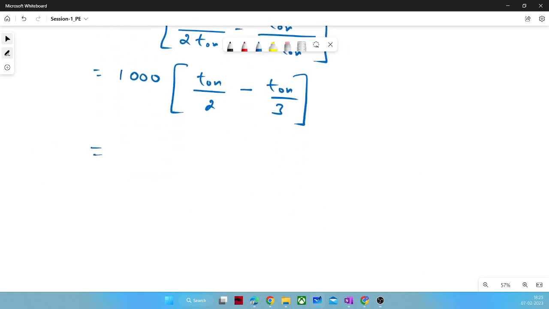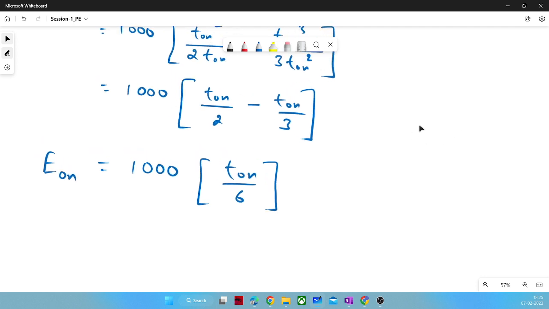After further simplifying, you will get 1000 into T on by 6. So this is the energy lost during the on transition. So we have concluded the energy. Any doubt? Do you want to say anything?